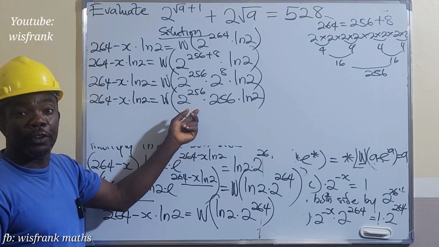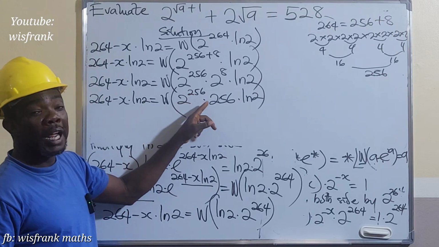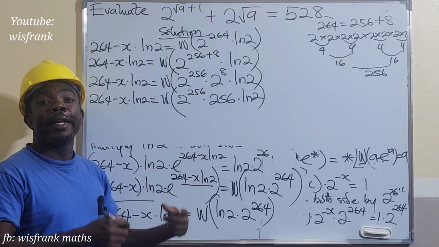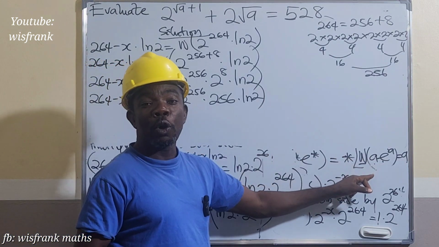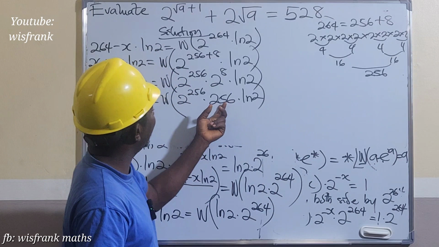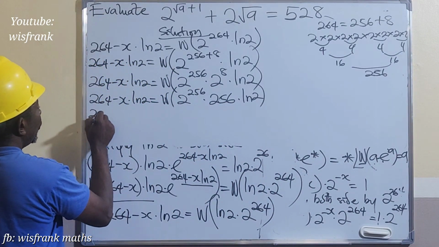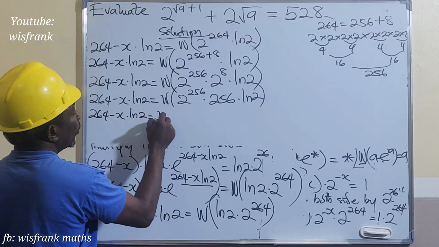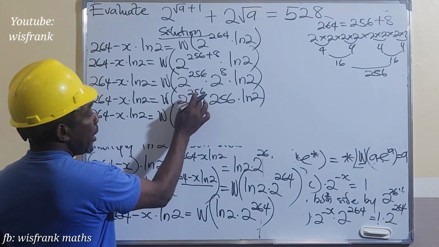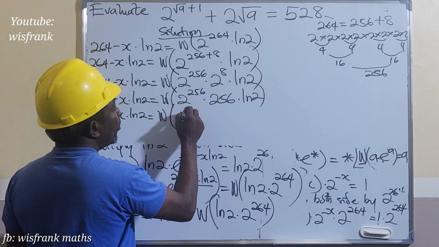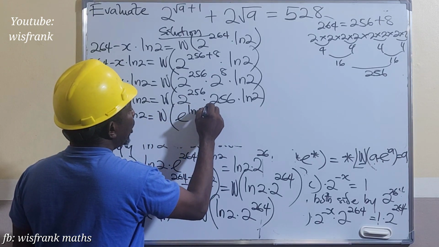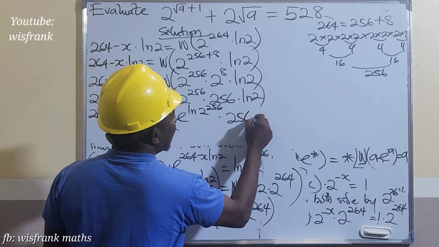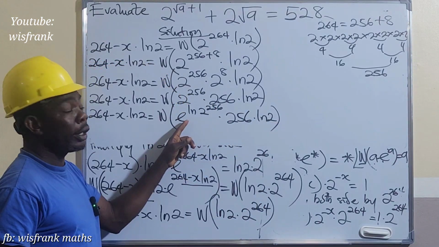And we are getting closer. We have 256 here and we also have 256 here. So the next step is for us to bring in the exponent, the e. We want to do it in this format. So bringing in e, it will become 264 minus x times ln of 2 equals Lambert W function into e to the power of ln of 2 to the power of 256 times 256 times ln of 2. This is what it becomes.